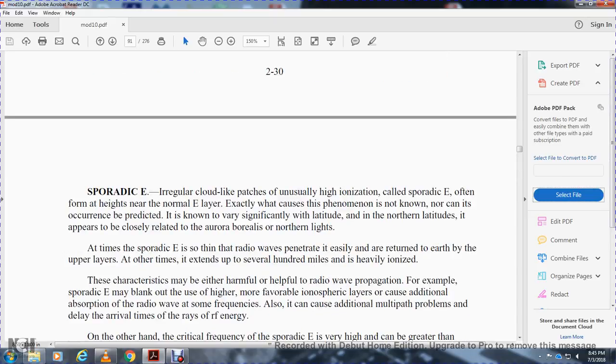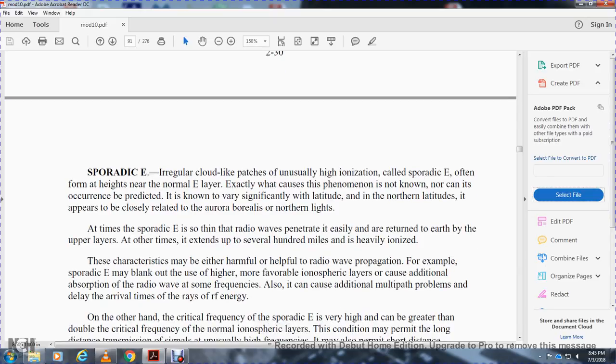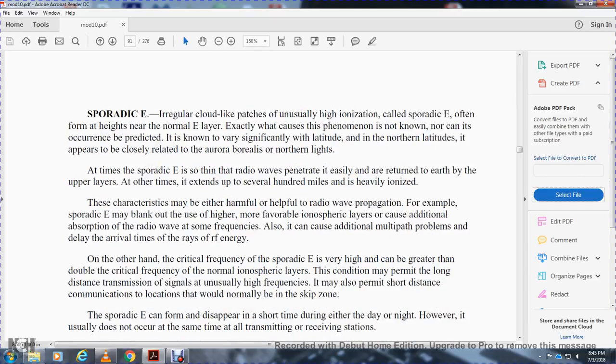Sporadic E is an irregular cloud-like patch of unusually high ionization, often at heights near the normal E layer. Exactly how this phenomenon forms is not known, nor can its occurrence be predicted. It is known to be more significant at northern latitudes and appears closely related to the aurora borealis, or northern lights. At times, sporadic E lets some radio waves penetrate and be refracted back to Earth by the upper layers. At other times, it extends up to several hundred miles and is heavily ionized.